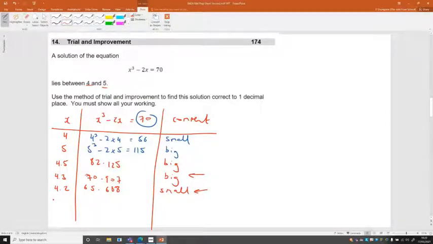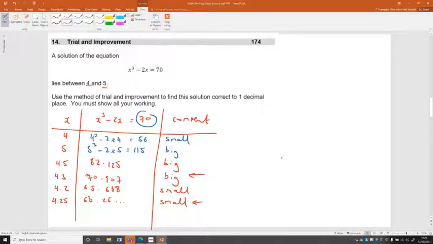Remember to check, you have to go in the middle, 4.25. So 4.25 cubed, take away 2 times 4.25, give me 68.26, and so on. I don't care about the rest. All I know is that's too small, which means that I have trapped the answer now between 4.3 and 4.25.